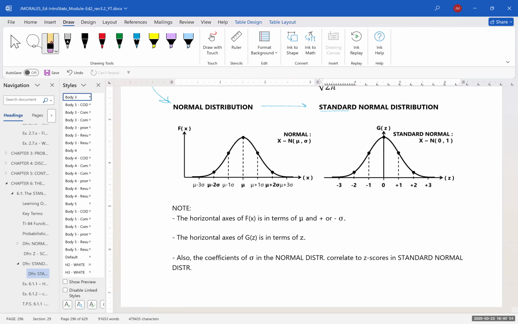So I think that's about as much as we need to discuss or explain. Let's get into some examples and see if we can see how we apply these ideas. Okay, here we go.